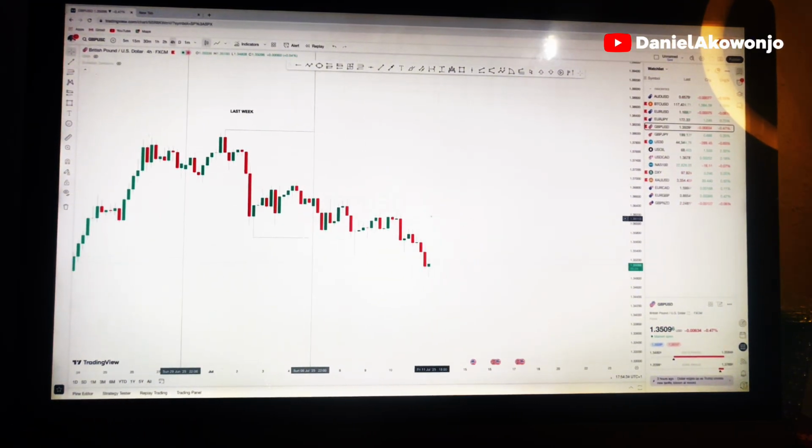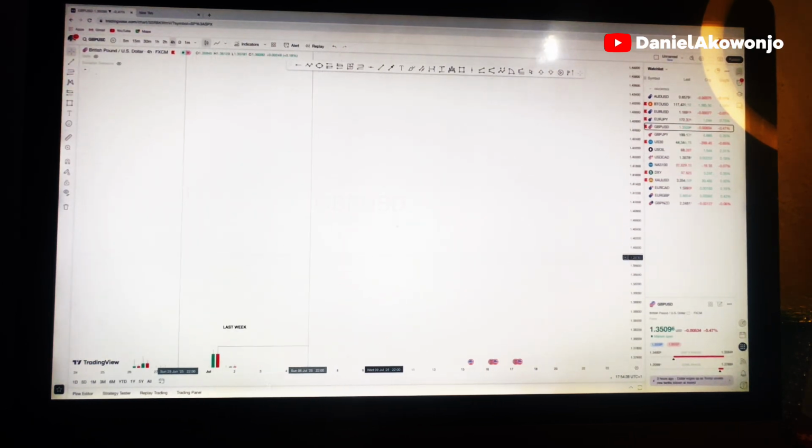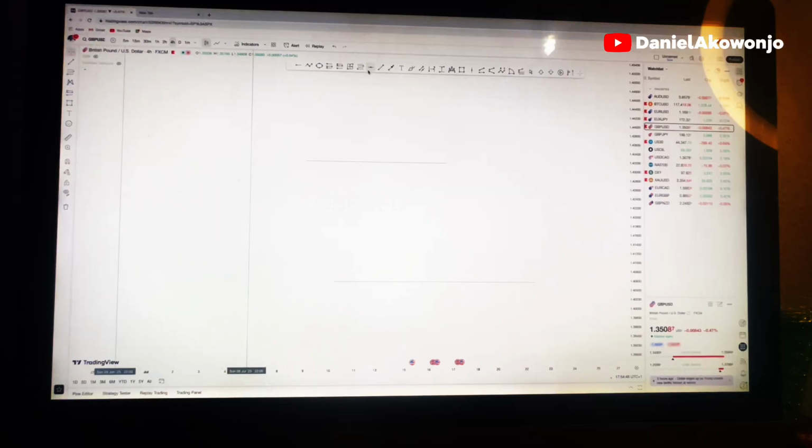Okay, now we look at it, and then we wait for one of these two things. We want to wait to see if the highest point or the lowest point can have a retest. This is last week, then price came down, created the lowest point. Then we started a new week. Do you see that? Then price started pushing.